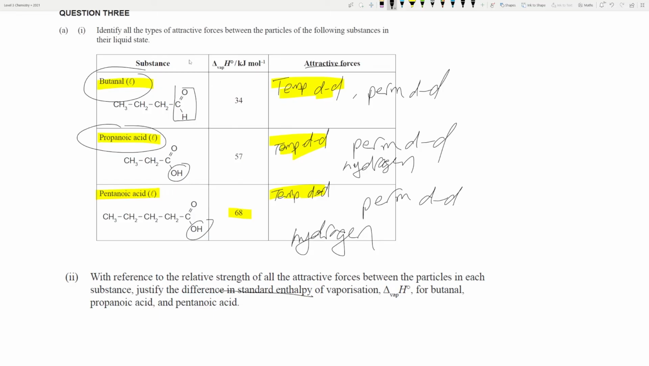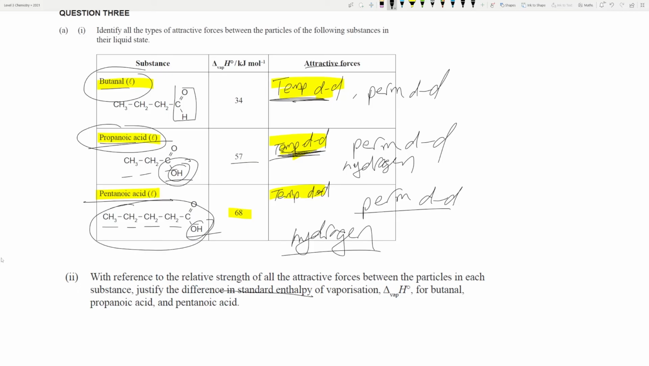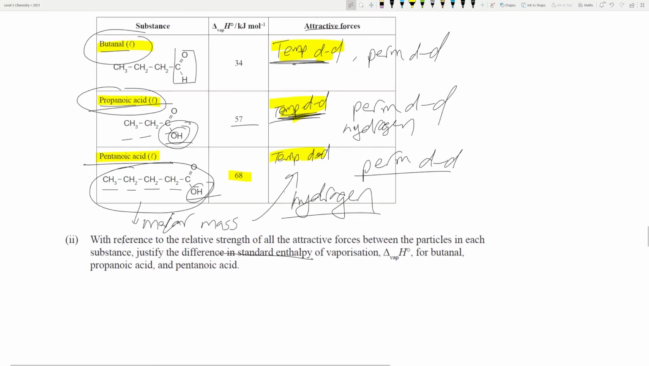In this case, butanol and propanoic acid have similar temporary dipole-dipole attraction, but because propanoic acid has hydrogen bonding, it takes more energy to break. Then if you look at propanoic acid and pentanoic acid, they both have hydrogen bonding and permanent dipole-dipole attraction, but pentanoic acid is bigger because it has 5 carbons, while this has 3 carbons. So it has a larger molar mass, which means a stronger temporary dipole-dipole attraction, which means it requires more energy.